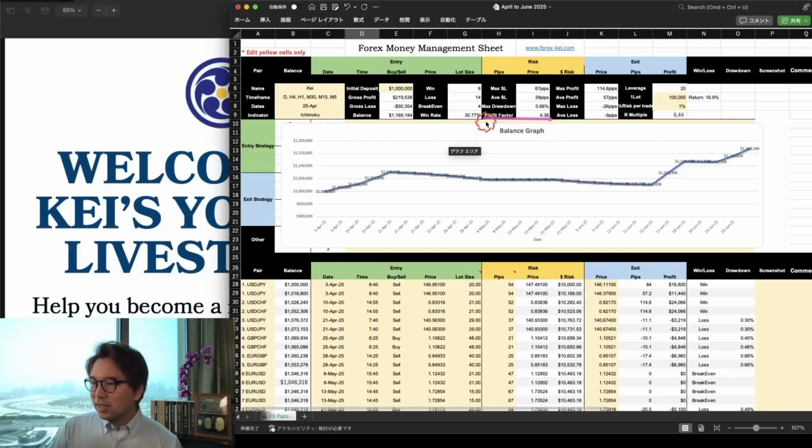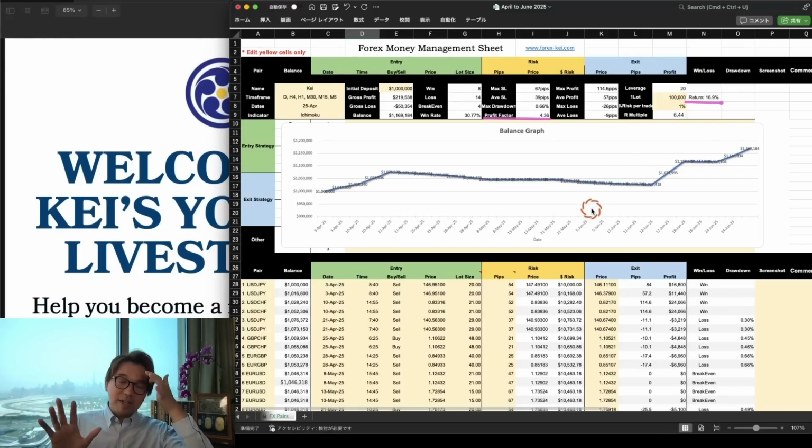So I look at the PF, and I don't really focus on the win rate, as I mentioned in previous videos. Win rate overall was 30.77%, which is normal for me. R multiple is also important. This is the risk reward ratio in terms of pips. That was 6.44. And for the 3 months between April and June, I was able to generate a return of 16.9%. So always focus on the ratio part.